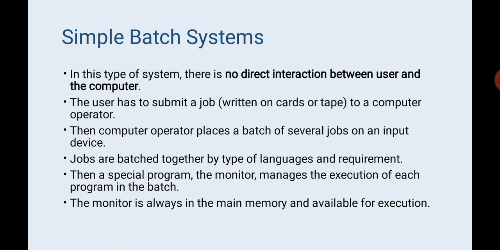Simple batch systems. In this type of system, there is no direct interaction between user and computer. Like we discussed with the second generation of computers, we used to collect the jobs and offer them at once. We used to put them on a tape or drive, and then insert it into the computer. So there was no direct interaction between the user and the computer. It places several jobs onto one input device, and they were batched together based on the language and whatever similar requirements they had.